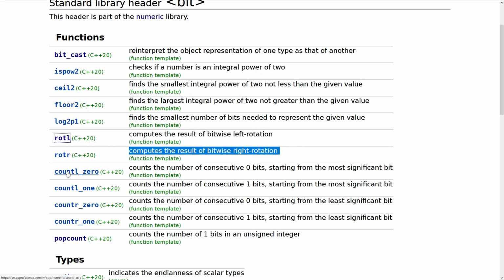And rotate right, we already mentioned. There are also countl_zero, countl_one, countr_zero, and countr_one, which count the number of consecutive bits starting from the beginning or the end. And notice it's most significant or least significant, even though it is left and right. When we're talking about the representation here, the leftmost bit is always going to be the most significant bit. So it doesn't matter if you're working on big endian or little endian, we're talking about how we represent numbers. And then popcount.